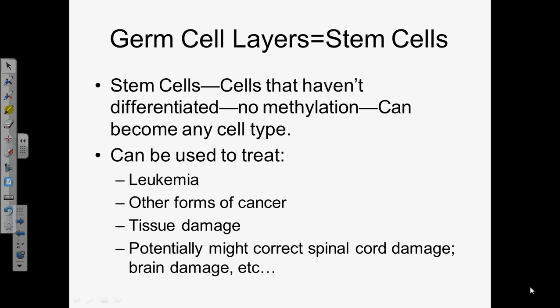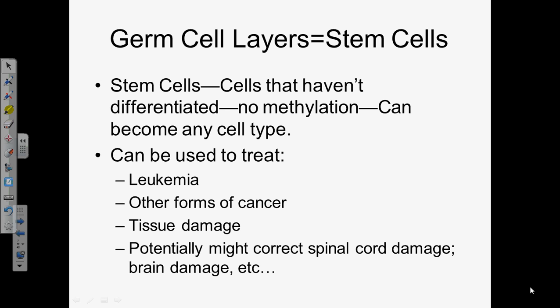And then we'll end this by again mentioning that the germ cell layers are your stem cells. Remember that stem cells are cells that haven't differentiated yet, mainly because they haven't been methylated. Remember that methyl groups get added to what? The cytosines of the DNA, and they cause it to do what? Coil up real tight and essentially be off, and be off for how long? Permanently. It's a permanent way to turn off the DNA. So it's a way to essentially program cells to be a certain type of cell.